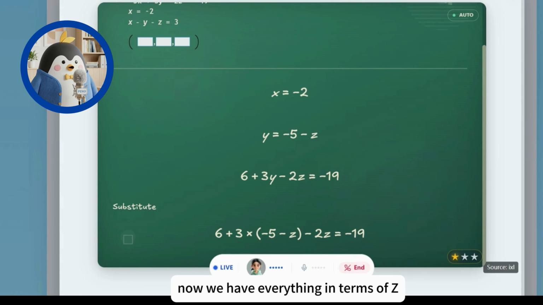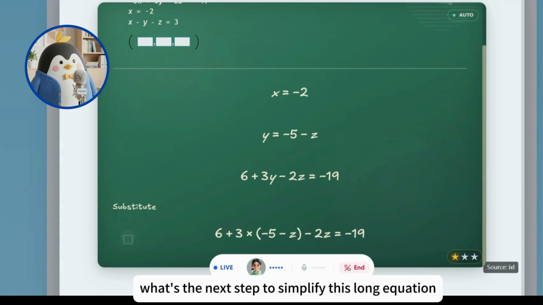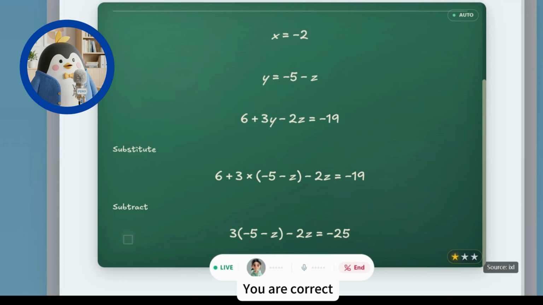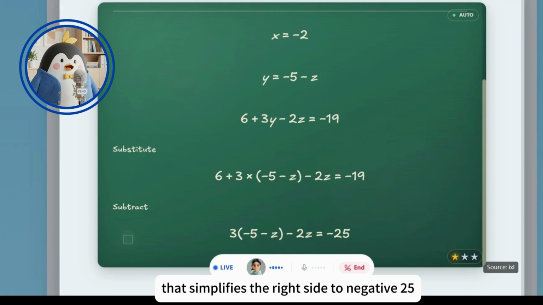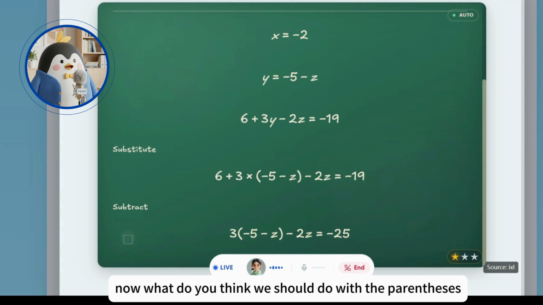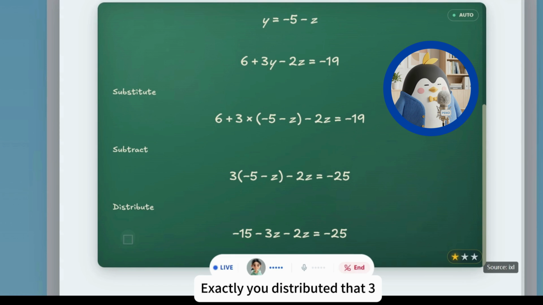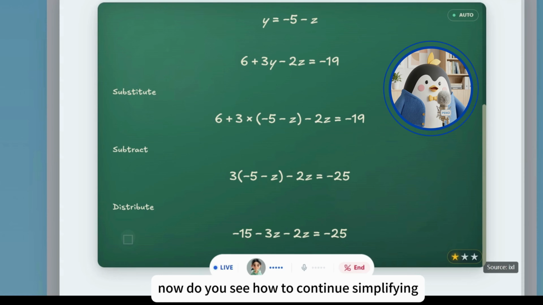Now we have everything in terms of z. What's the next step to simplify this long equation? We subtract 6 from both sides. You are correct. That simplifies the right side to -25. Now what do you think we should do with the parentheses? Distribute the 3. Exactly. You distributed that 3. Now do you see how to continue simplifying to solve for z?